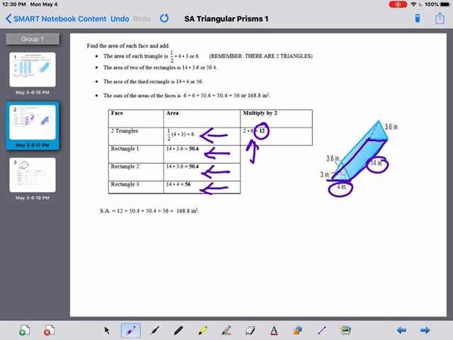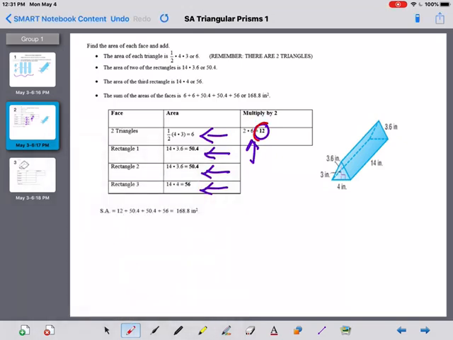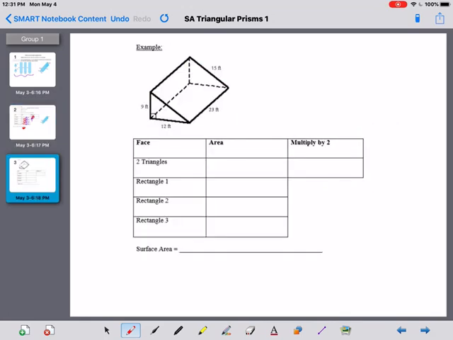In order to find the area of the whole triangular prism, we add all of our areas together. We have an area of 12 for the triangles, 50.4 for two of the rectangular sides, 56 for the last side, and adding that all together, we get a final surface area of 168.8 square inches. Okay, let's take a look at another one.